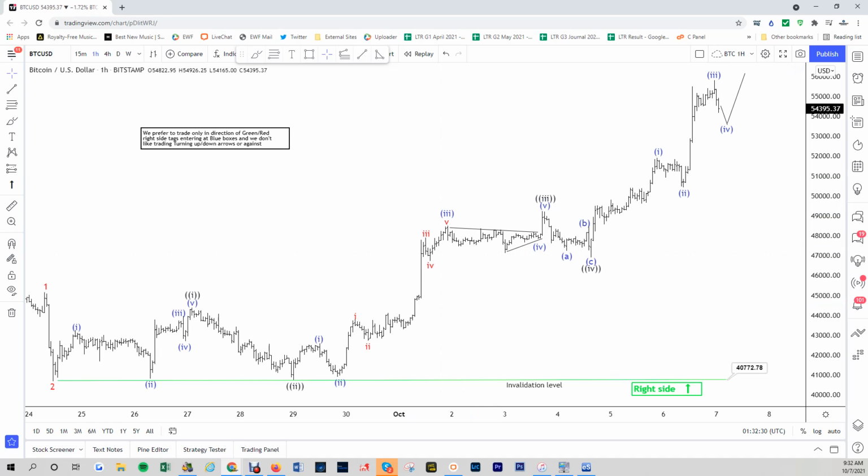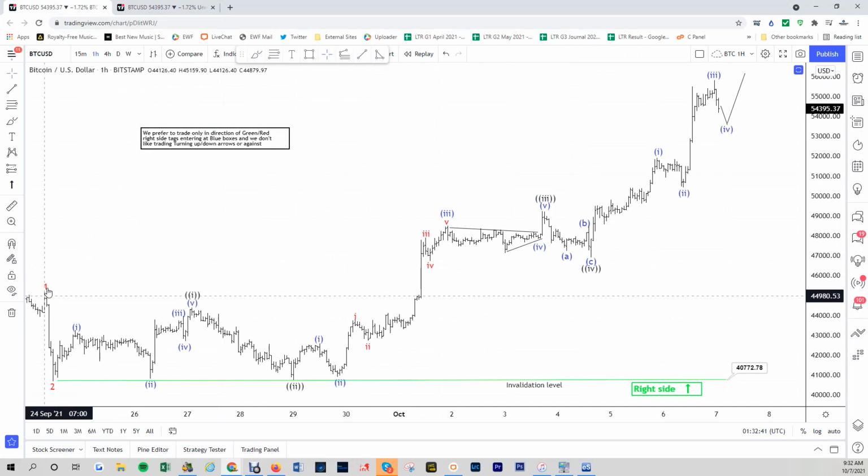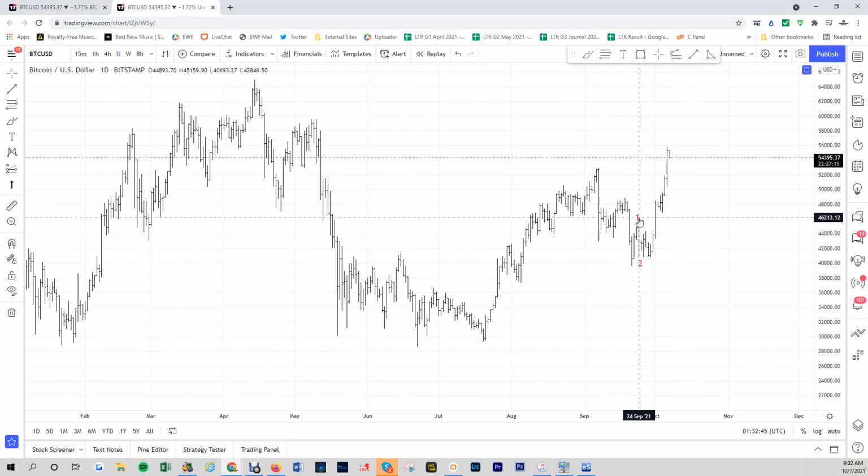Now let me look at zooming out and get a better idea in the larger time frame. And this is the daily chart now, and I have already placed the 1 and 2 here that we see in the 1 hour chart right here on the daily. This is your 1 and 2.